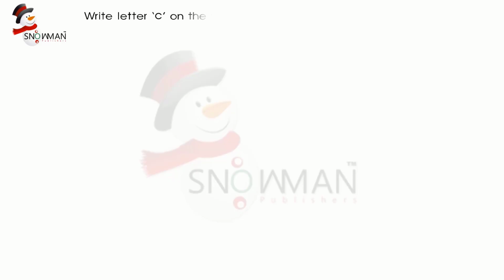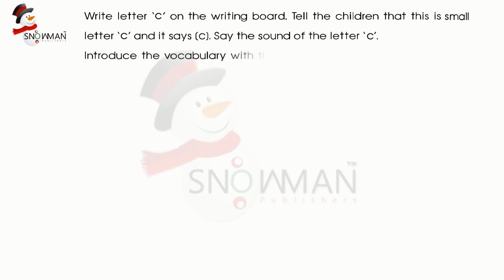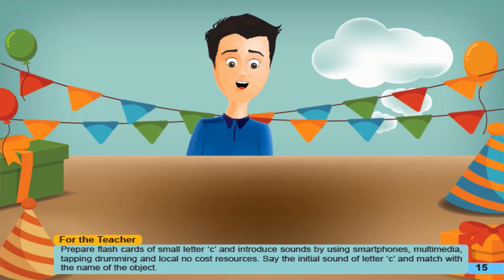Write letter C on the writing board. Tell the children that this is small letter C and it says K. Say the sound of the letter C. Introduce the vocabulary with the help of the book. Show pictures and say words in their initial sound.